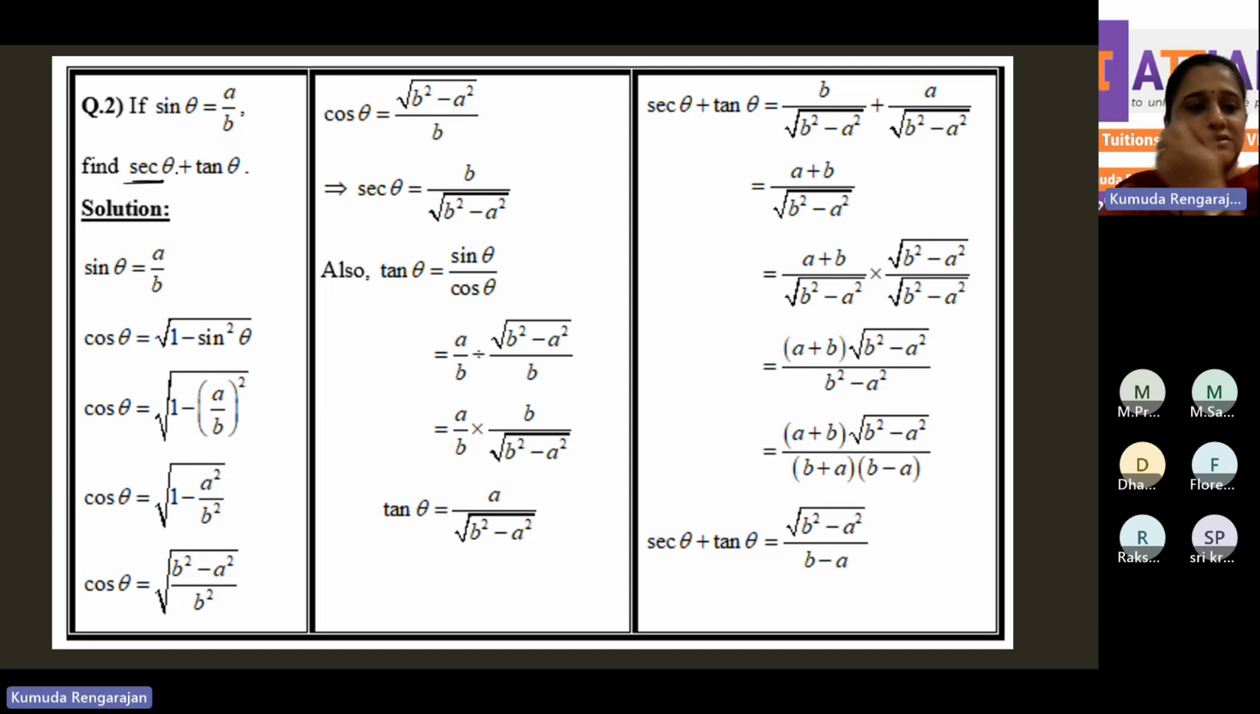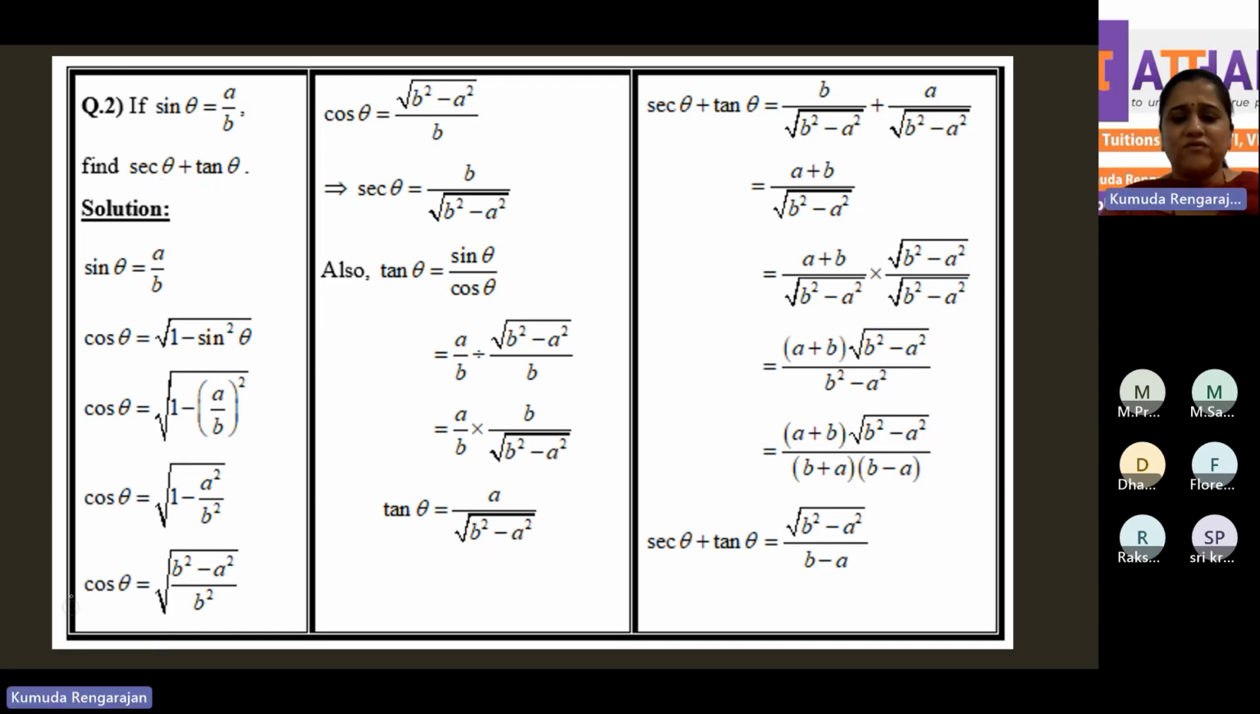Now I have to find secant theta. But I have sine theta with me. With sine theta, I can find cos theta. But I don't need cos theta, I need secant theta. It's okay. With sine theta, I'll find cos theta, and the reciprocal of cos is secant. So I can get secant that way. And then I need to also get tan theta. You know that tan theta is sine theta by cos theta. You know sine theta, you know cos theta. Divide, you will get tan theta.